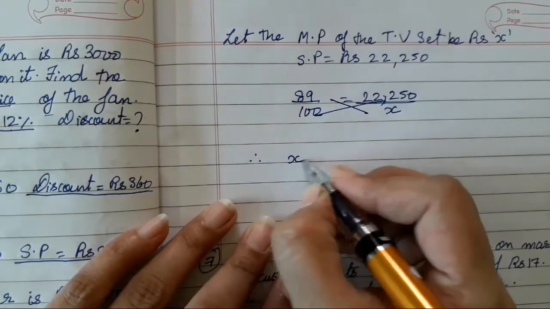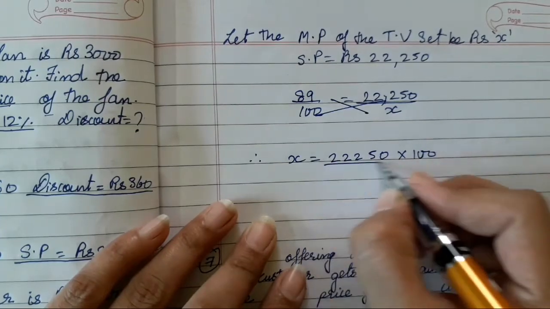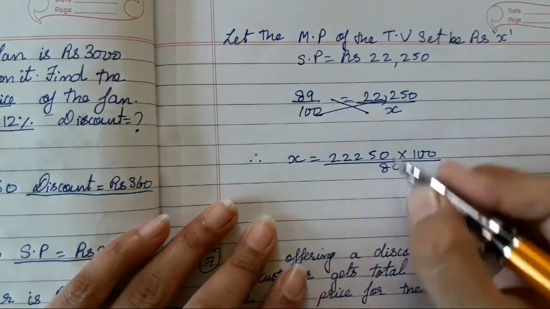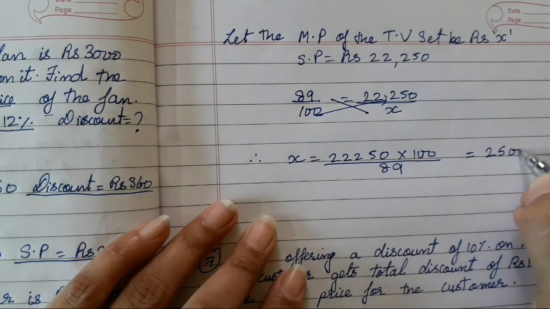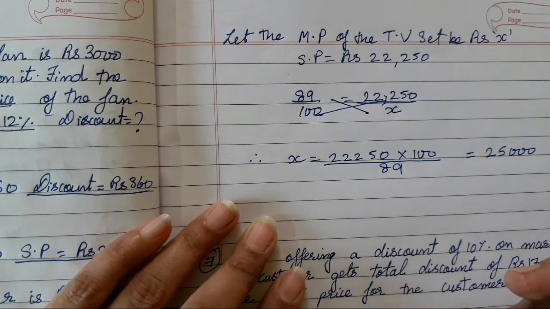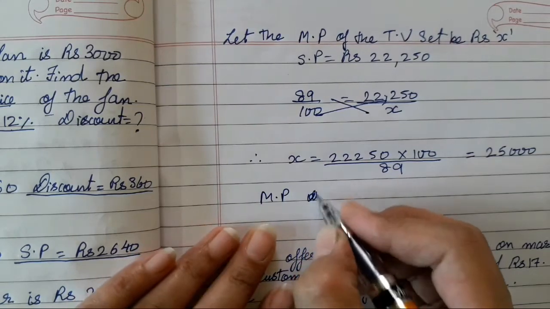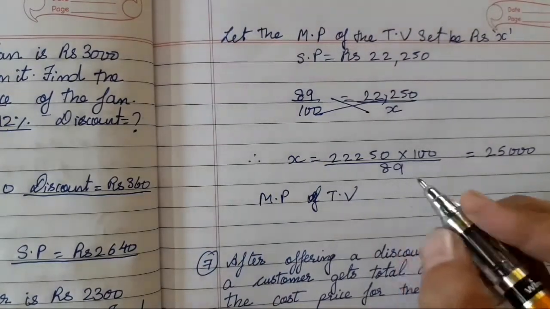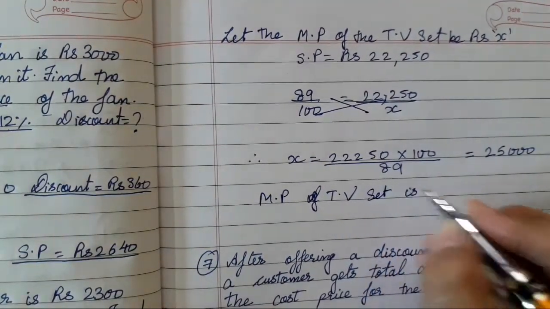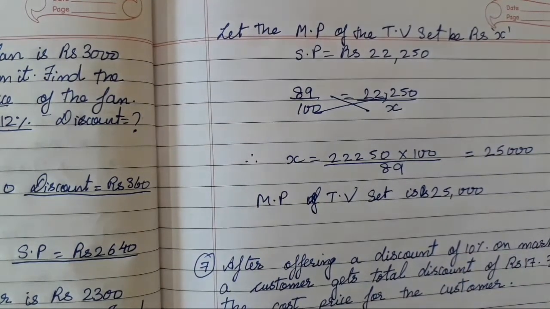After cross multiplying, X is equal to 22250 multiplied by 100 upon 89. So when you solve this division, you first solve the division and then multiply it. You will get 25,000 rupees. Okay, so the MP of the TV set is rupees 25,000. Now let's move to the seventh question.